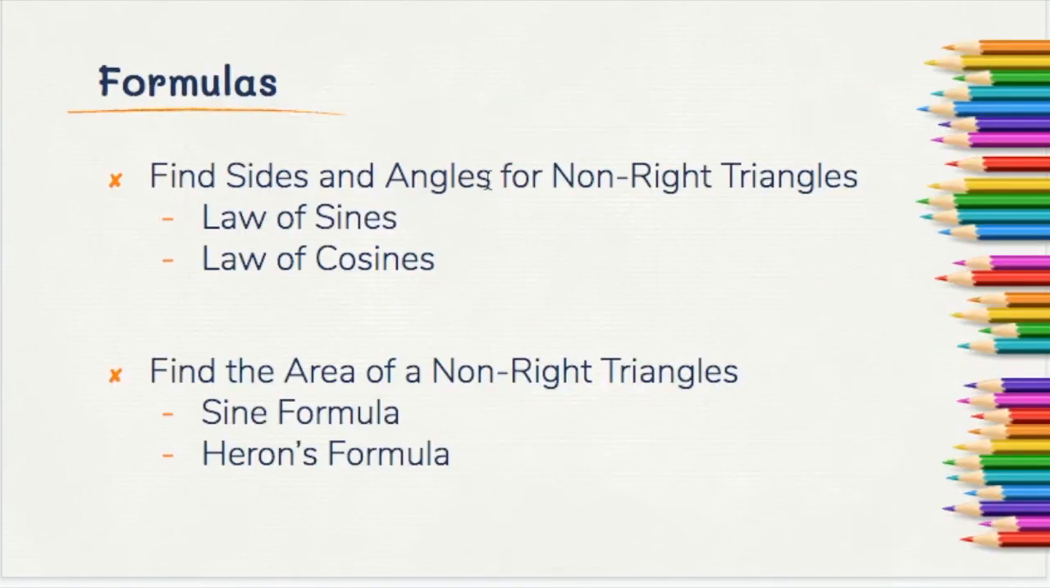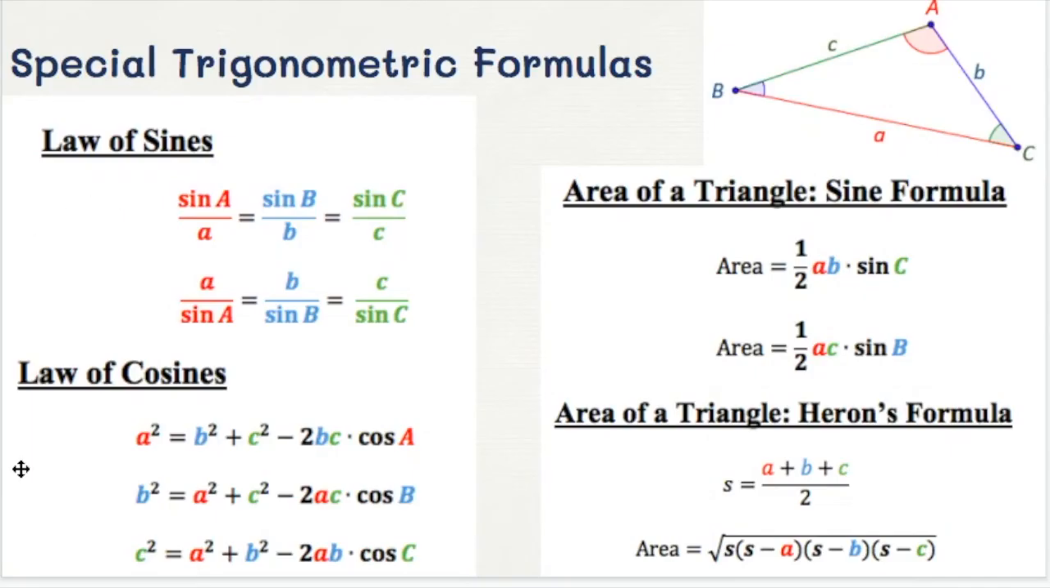To find the sides and angles of non-right triangles, we have the law of sines and the law of cosines. To find the area of non-right triangles, we have the sine formula and Heron's formula. Here's the law of sines, law of cosines, area of a triangle using the sine formula, and area of a triangle using Heron's formula. I just put them all together so it's an easy reference page.